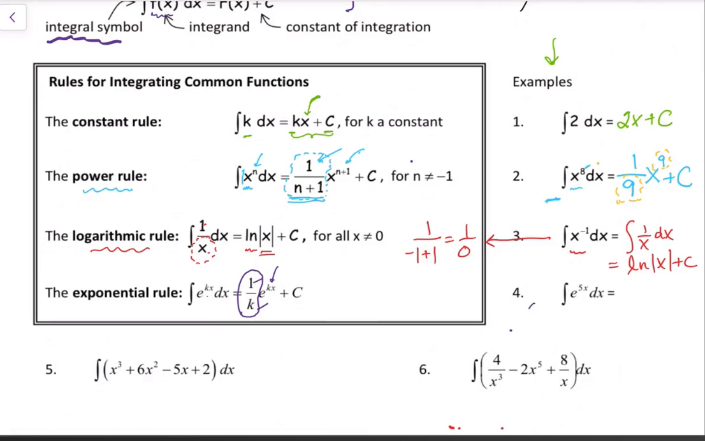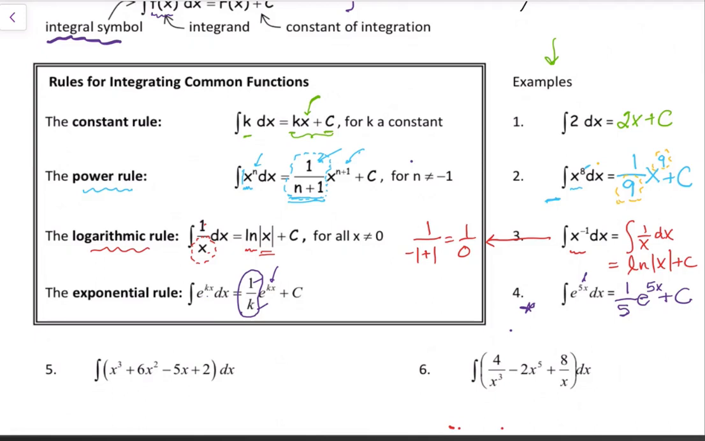So for example, over here, if I want to integrate e to the 5x, that's going to be the coefficient of e, which in this case is 1, divided by the coefficient in the exponent. So that would be 5. And then the e just gets repeated, e to the 5x. And then I still have my plus c.